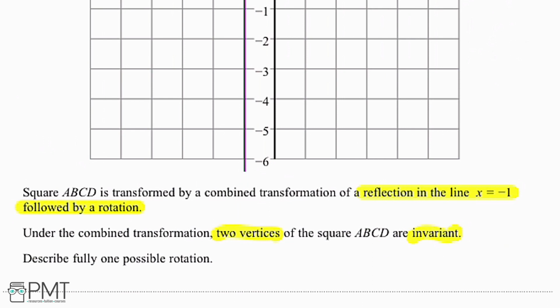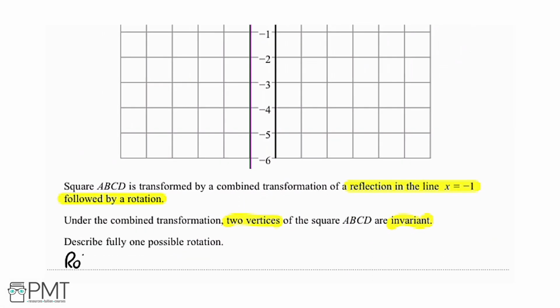So we need to describe the rotation. It's a rotation, and there are 3 bits of information we need. It's a rotation about a point. So the point that we put our pencil and rotated about was minus 1, 0. The second bit of information is how much we rotated. That's why we had a little mark there, and we saw that we rotated 90 degrees.